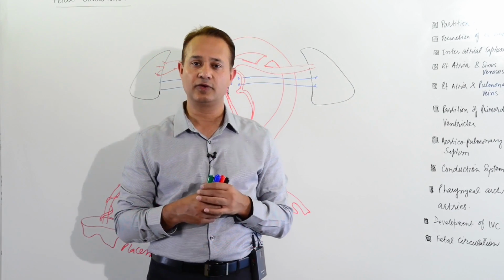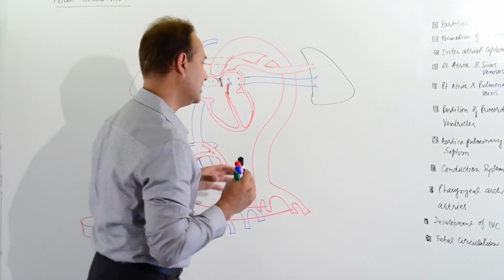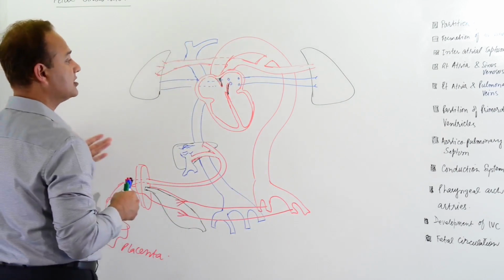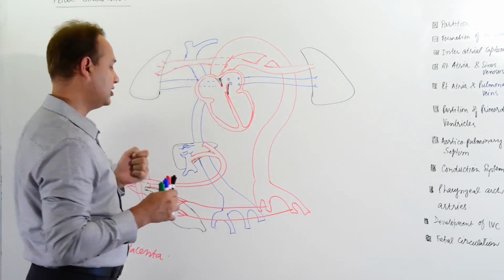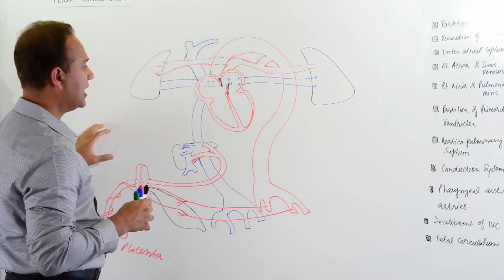Guys, this is Mobeen. We're talking about the cardiovascular system embryology. In this series, this is the last lecture. This is the fetal circulation, one of the really important lectures to understand. So let's see what happens.